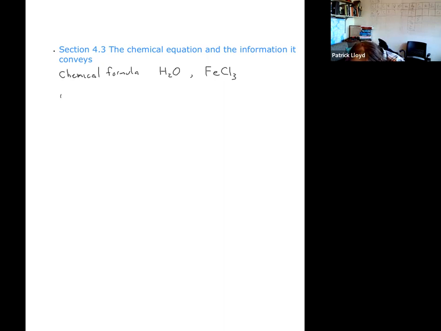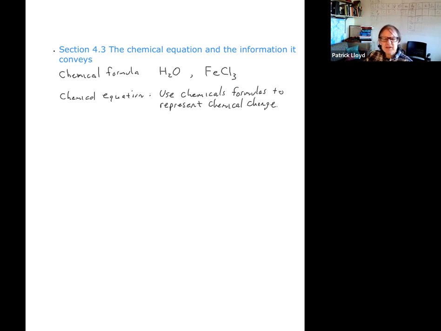The chemical equation uses chemical formulas. We'll have chemical formulas in them. So we use the chemical formulas to represent what we call chemical change. And we usually introduce chemical change right at the beginning when we think about matter. There's physical changes and chemical changes. Sometimes it's hard to tell which one is which.